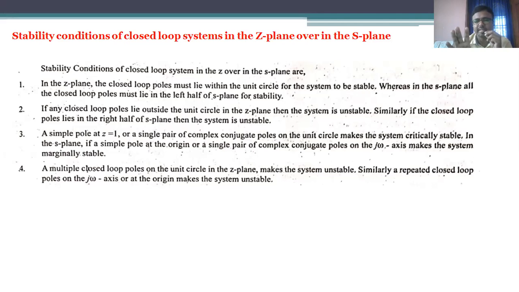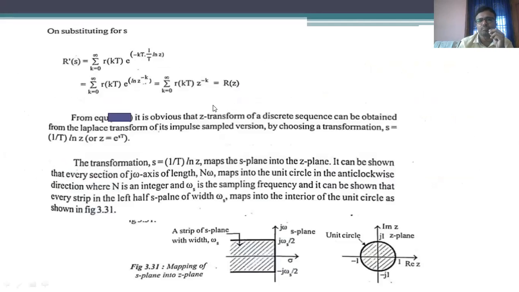Okay, so for today's class, we have discussed the first topic of the unit, that is the mapping of S plane and z plane. That means the z transform of the discrete signal can be obtained with the Laplace transform of the impulse sampled signal with the transformation S equals 1 by T into log of z, and the left hand side of the S plane is mapped to the interior portion of the unit circle in the z plane.